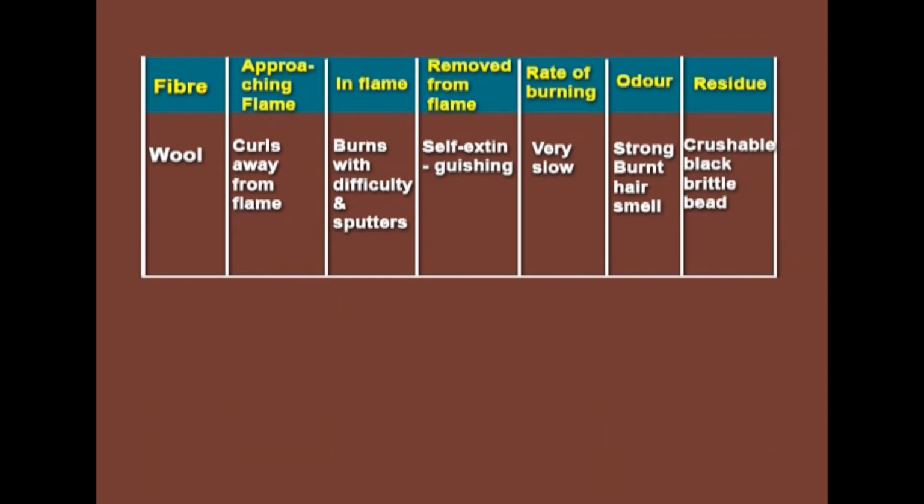And another protein fiber is the wool. This wool also curls away from flame, and when you put it in the flame, it burns with difficulty and sometimes sputters, and when you remove from the flame, it is self extinguishing, and the rate of burning is very slow, and you get a strong burnt hair smell, and it leaves a crushable black brittle bead, and this also will be crushable, and so when you crush it, it becomes a black ash.